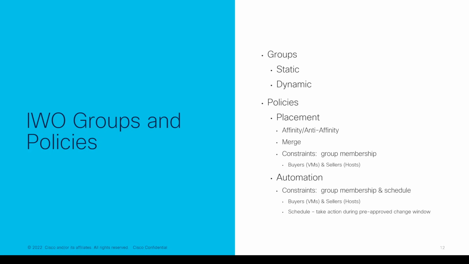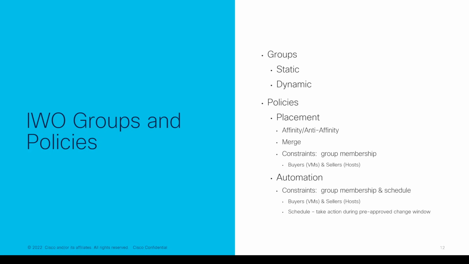So an affinity policy is about keeping two machines on the same host or same cluster, whereas anti-affinity policies are about keeping two machines on different hosts or maybe different clusters. And a merge policy is about combining two resources into the same logical object from a decision engine perspective.